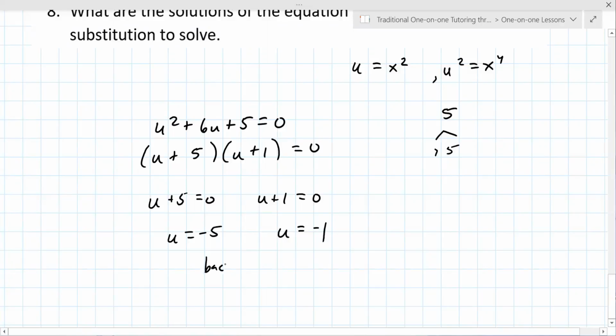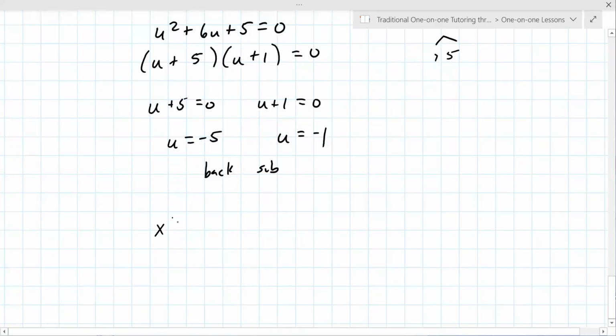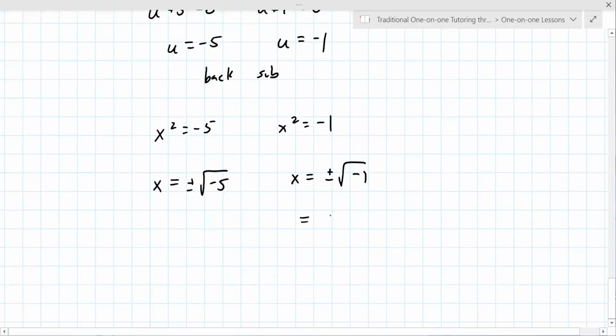This is where you back substitute. So that's x squared equals -5 and x squared equals -1. Then we take the square root: plus or minus the square root of -5, plus or minus the square root of -1. So the one on the right is plus or minus i. Whenever you have a negative, that means you're going to have an i times the square root of what's left over.